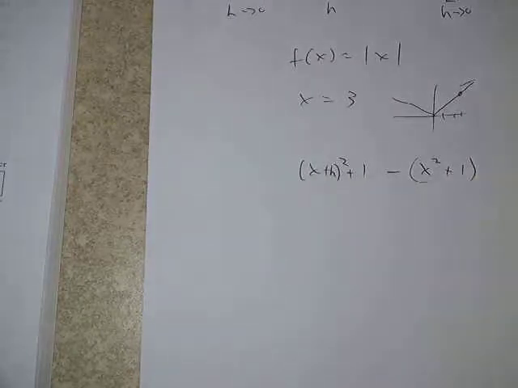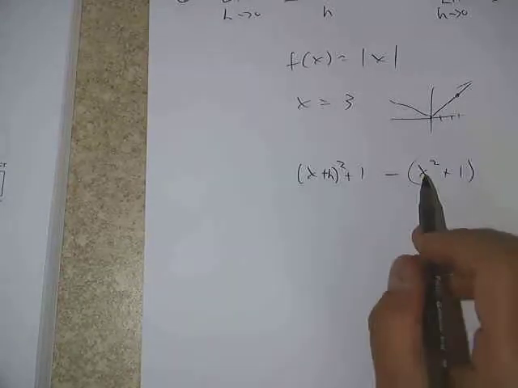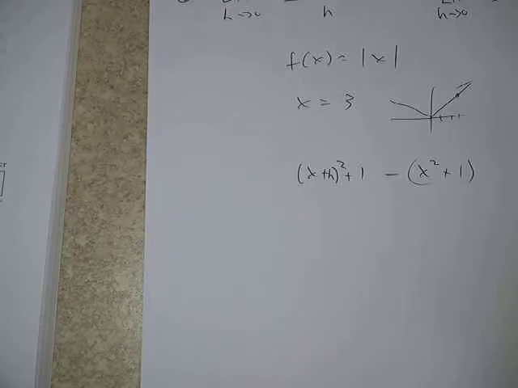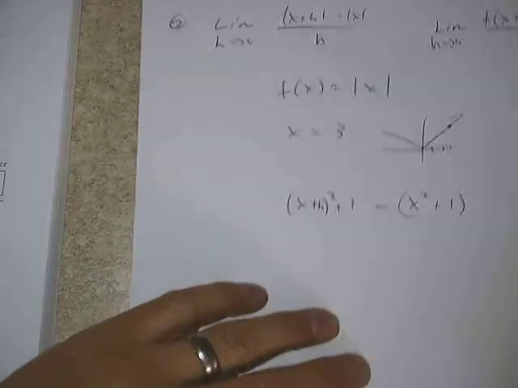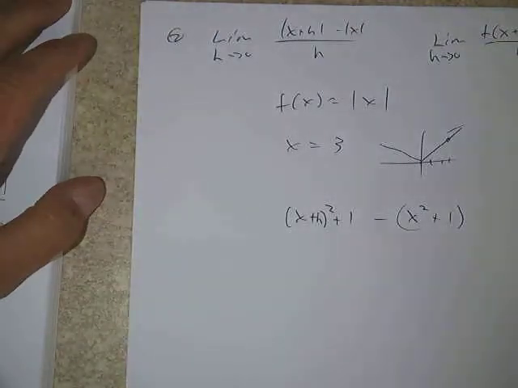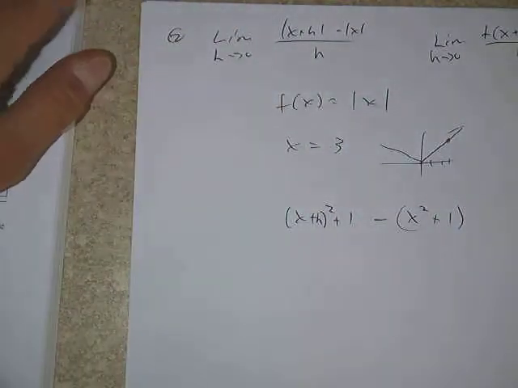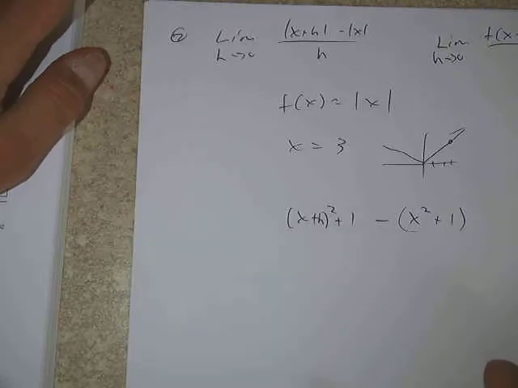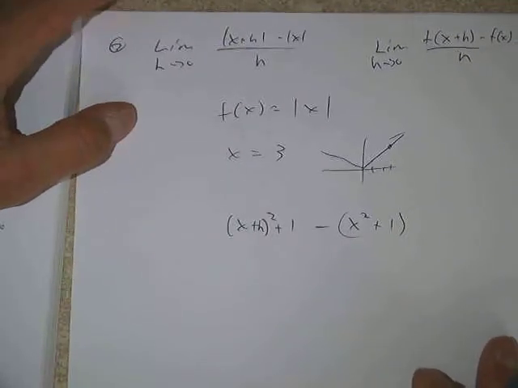So what goes on the top? What do we put our x plus h and our x into? We put it into a function. So another alternative, what if we had x plus h squared plus 1 on top minus x squared plus 1? What's the function here in this case? It'd be x squared plus 1 would be the function, because we put our x plus h into it and then we put our x into it.